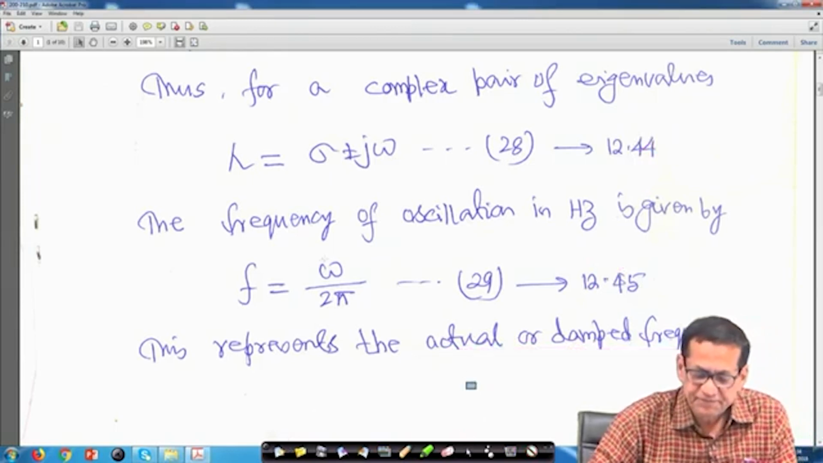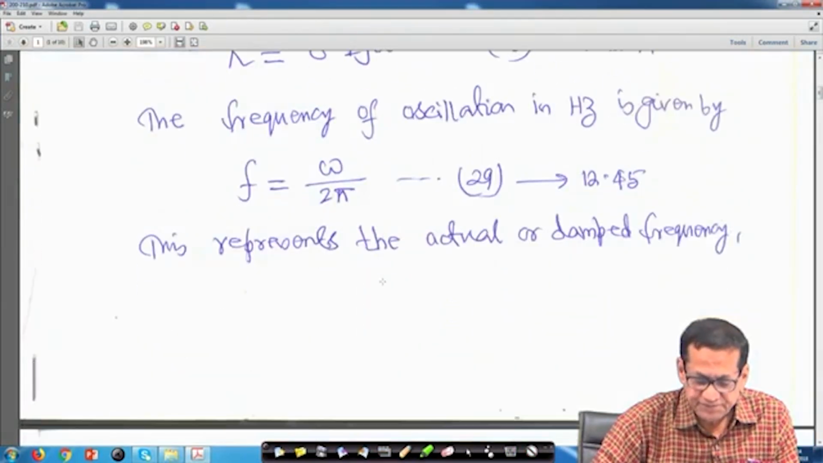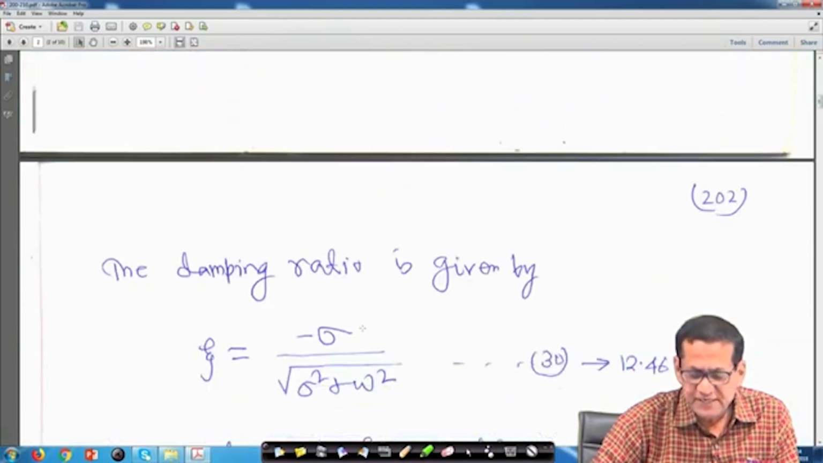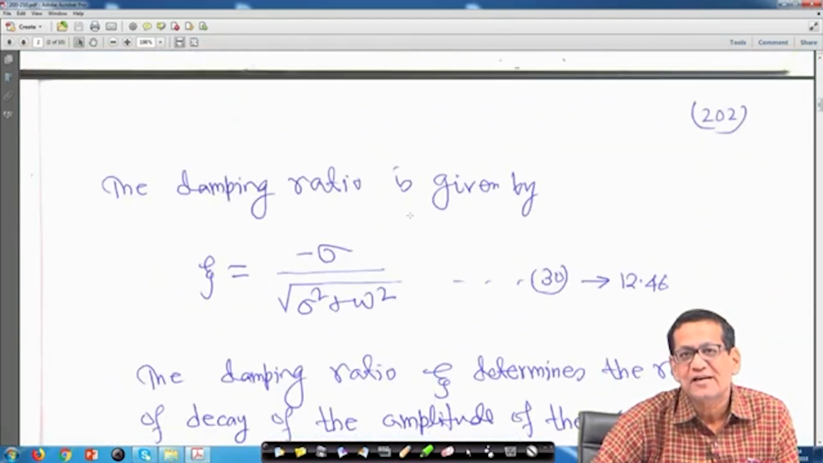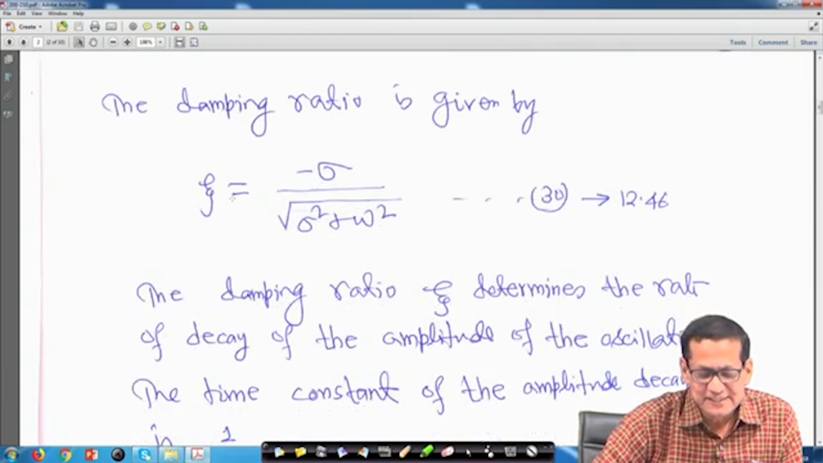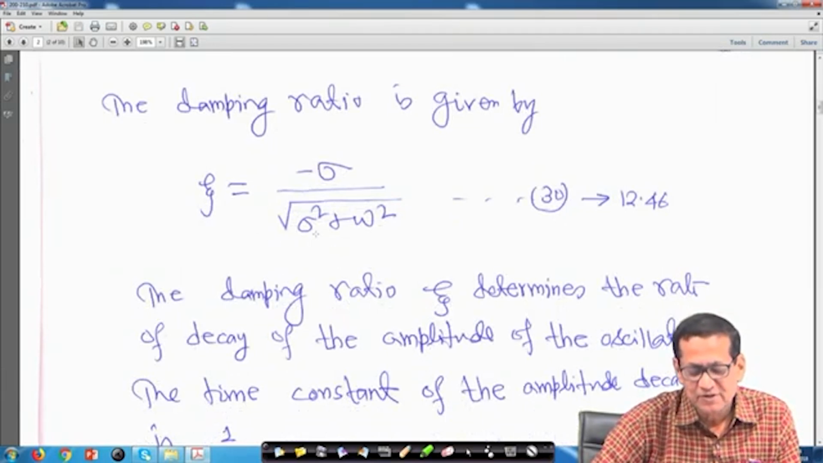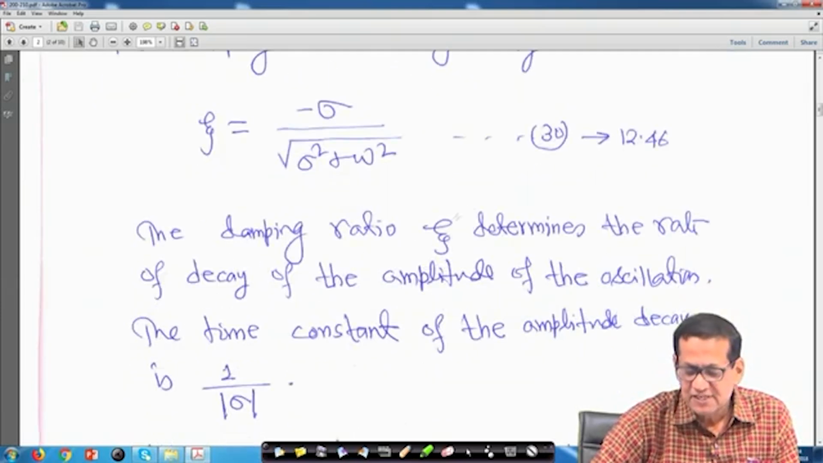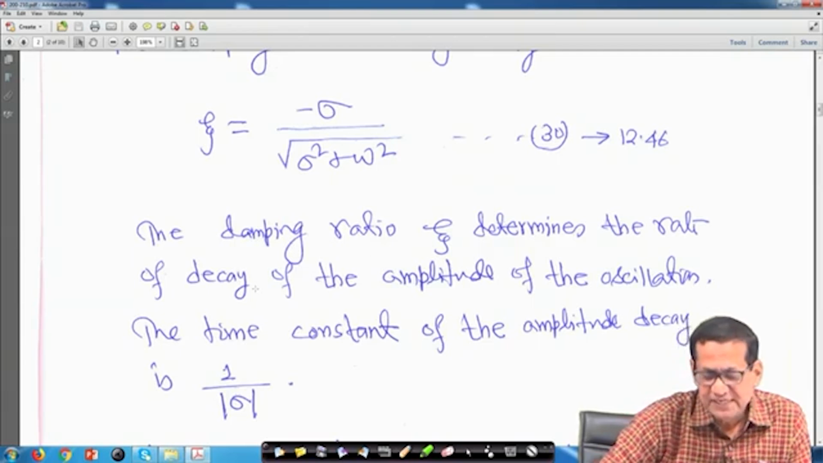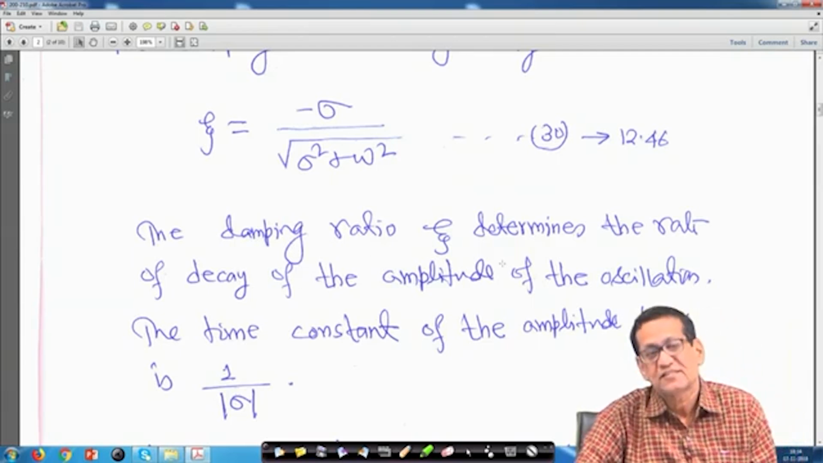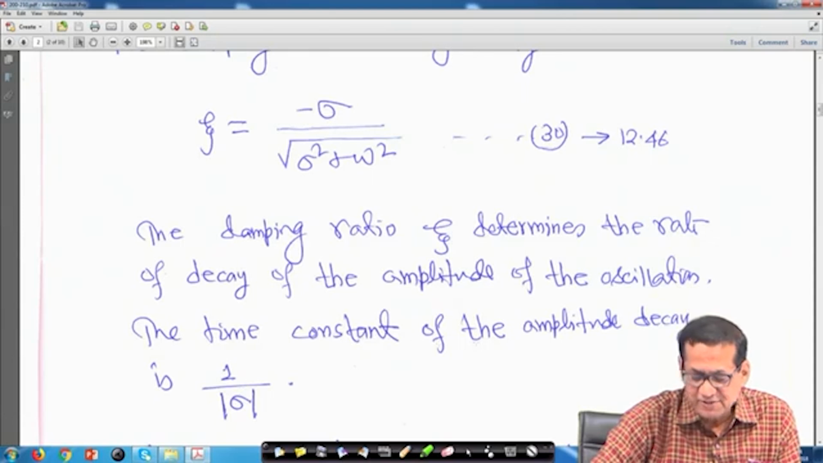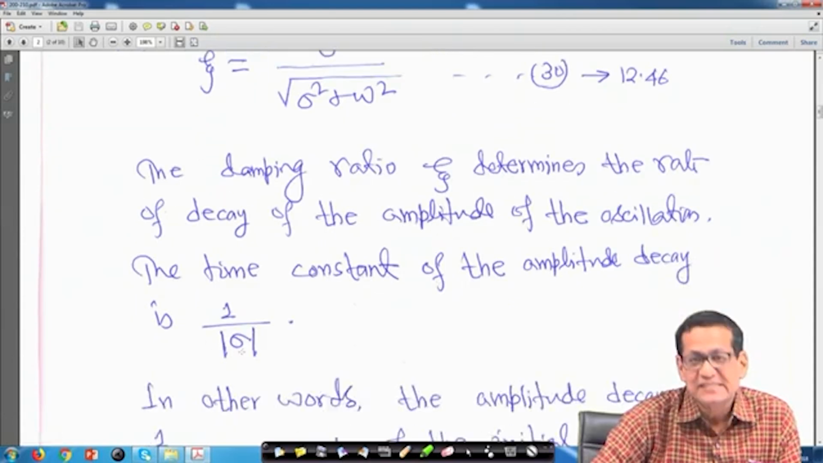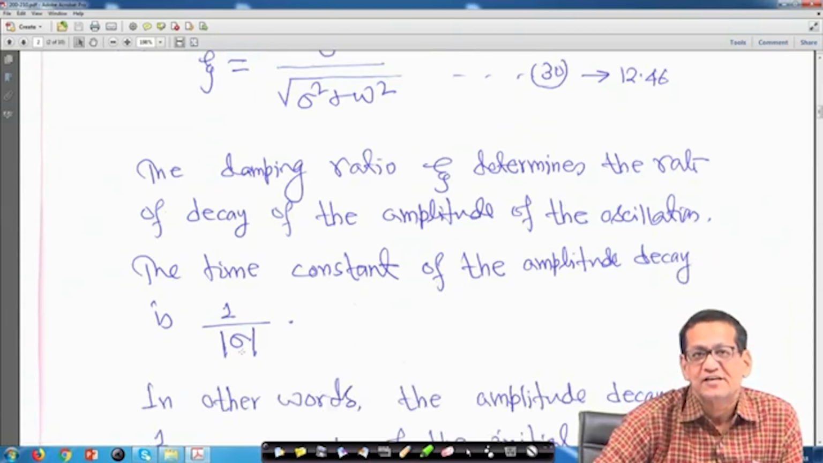Next is the damping ratio, which you also know from your third year control system course: xi is equal to minus sigma upon the square root of sigma square plus omega square. This is equation 30. Now, the damping ratio xi determines the rate of decay of the amplitude of the oscillation. The time constant of the amplitude decay is 1 upon mod sigma. This also you have studied.